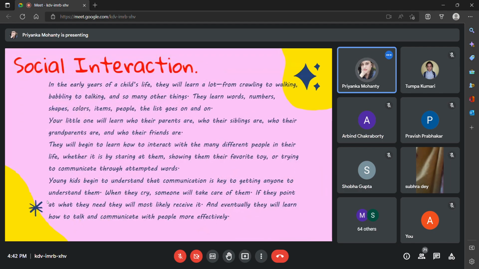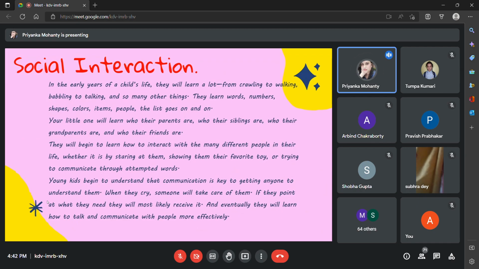Social interaction. In the early years of a child's life, they will learn a lot, from crawling to walking, babbling to talking, and so many other things. They learn words, numbers, shapes, colors, items, people. The list goes on and on.